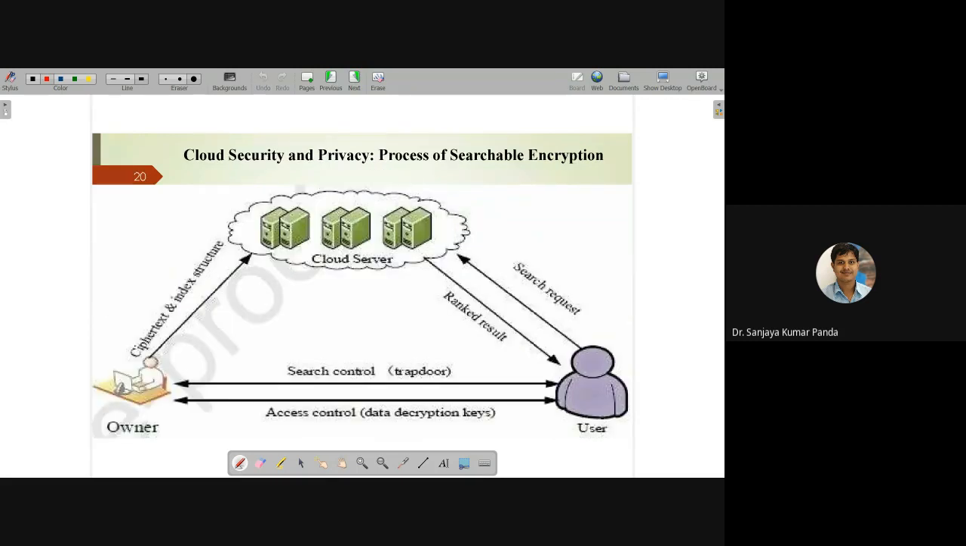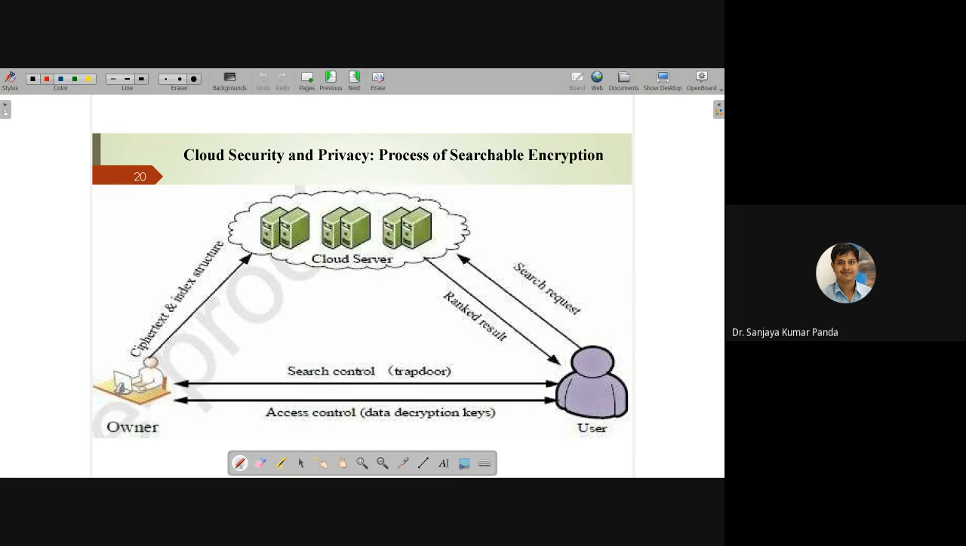Yes, this is the step-by-step process. You can see the user has made a search request, right? And once it makes a search request, the cloud server arranges that particular request, right? In between, the owner and user can also communicate with each other related to access control. And the owner stores the data in the form of an index structure, because retrieving the data is easier with an indexing structure. If it is properly stored, then only it is easy to extract the information.